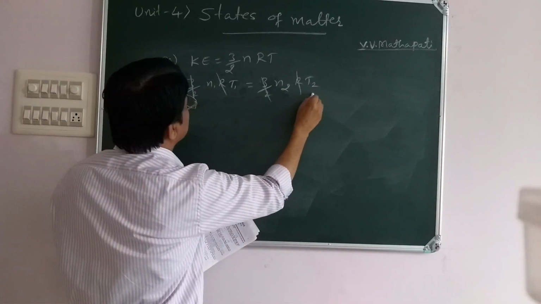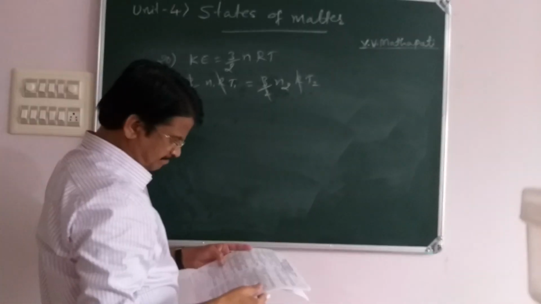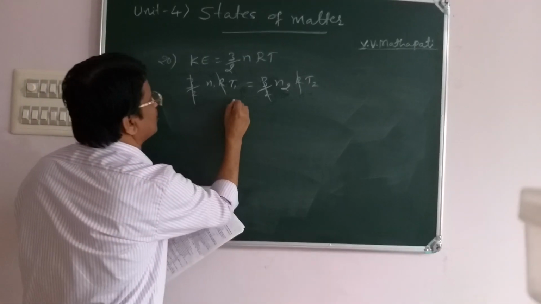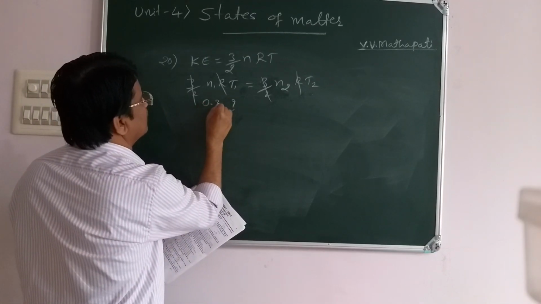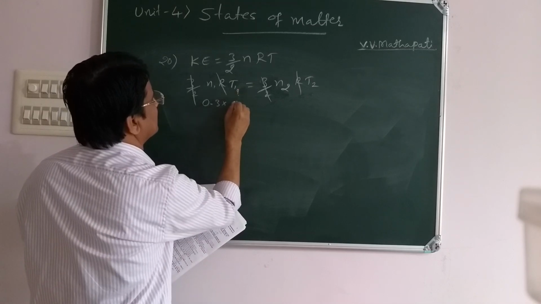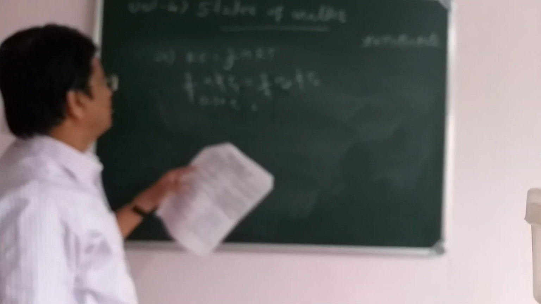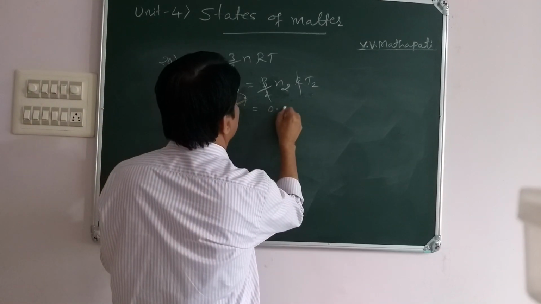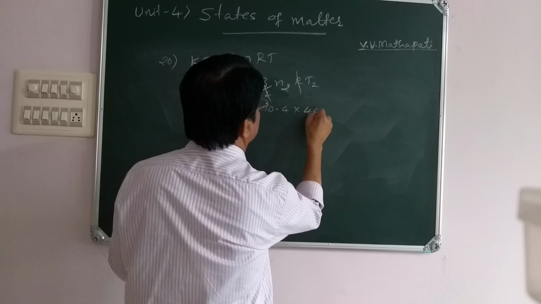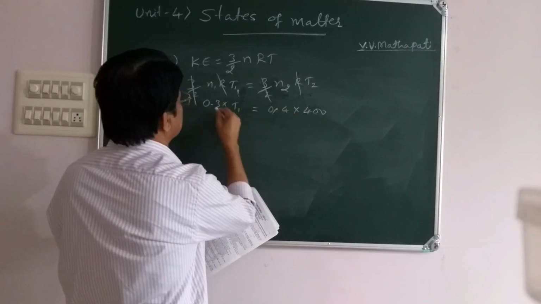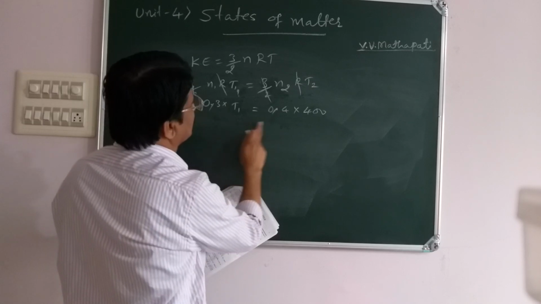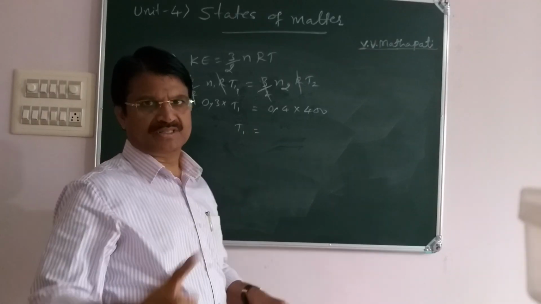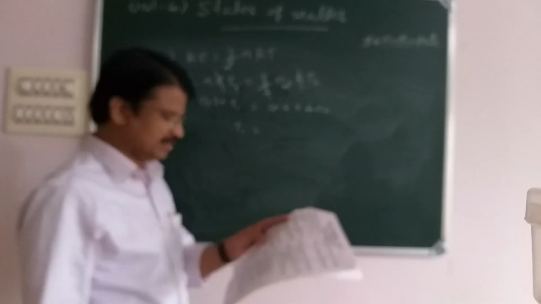But you have to find out the temperature. What is the temperature at which the kinetic energy of 0.3 mole is equal? This you have to find out. 0.3 into T1 equal to 0.4 into 400. Yes, 0.1 cancel, and 4 4s are 16. 1600 by 3. So we get the answer 533.